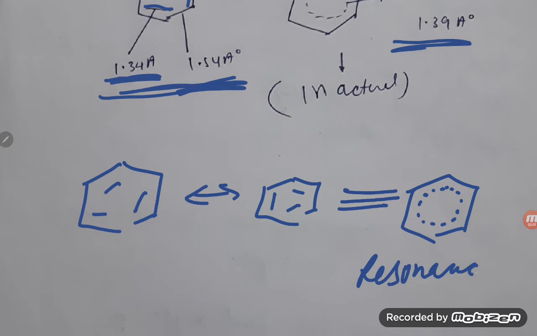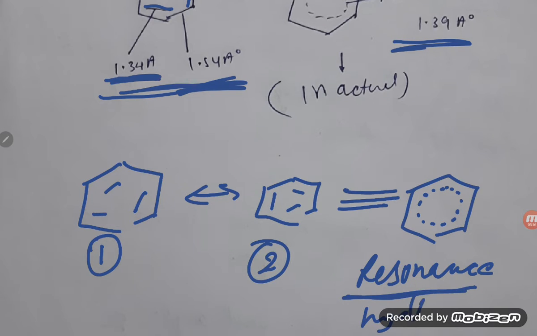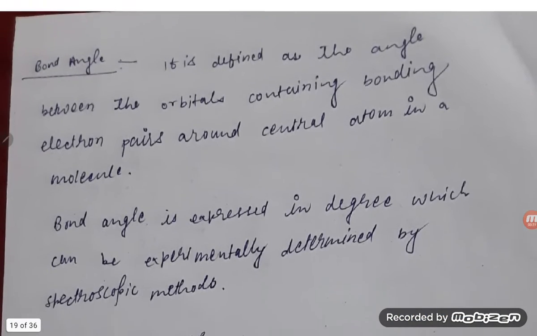Resonance means what, students? If two structures, structure 1 and 2, are not capable of describing all the properties of a molecule, then the intermediate of these structures, the resonance hybrid structure, can describe all the properties. Okay, students. Now let us see bond angle.